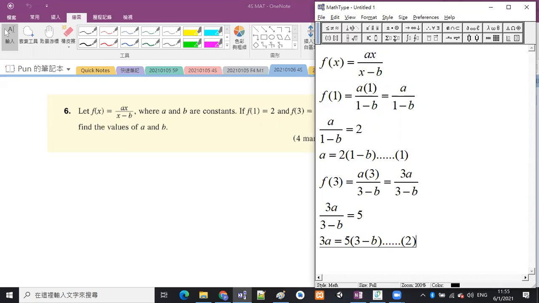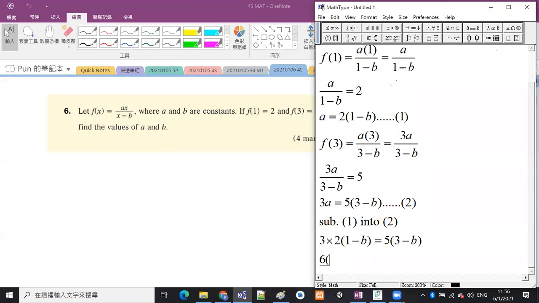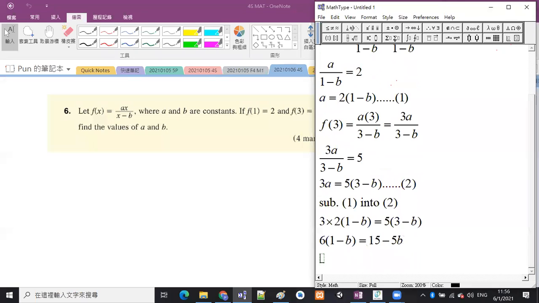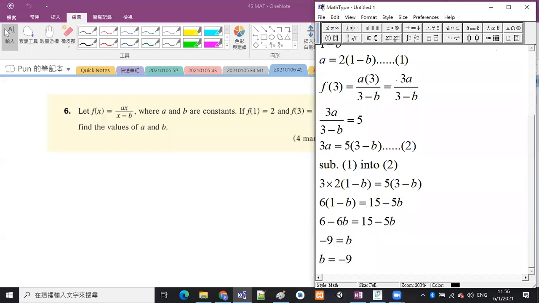And then we have equation 1, equation 2. We just substitute equation 1 into equation 2. Sub 1 into 2. The 3a becomes 3 times 2 times 1 minus b is equal to 5 times 3 minus b. Okay. And then we just multiply the bracket. 6 minus 6b is 15 minus 5b. And then we will move the 6b to the right and move the 15 to the left. It's negative 9 is equal to b. So b is negative 9.